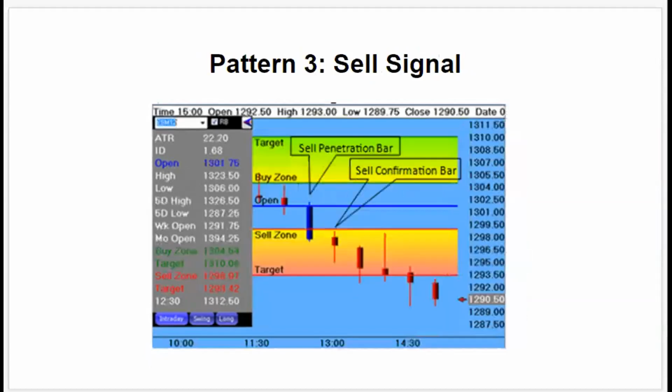That's the difference. Now, here's a sell signal. Standard sell signals are the opposite of a buy signal. Find that blue bar. It goes into the penetration area. It's confirmed down to the target.